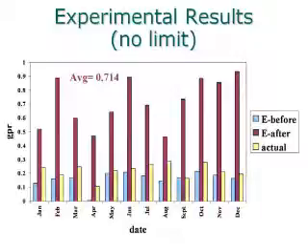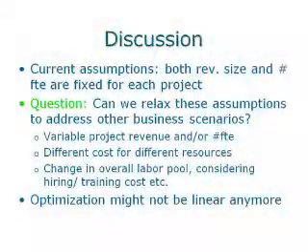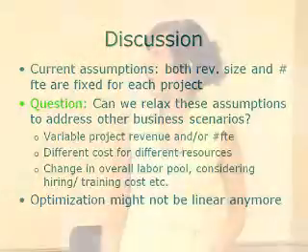So this is for the actual staff, and we ran another experiment where we have a limit on the number of people that we want to work on the project, but no limits on different mixes, so the mix of people can be arbitrarily chosen. So this is what we get. As you can see, the average is higher than when we have limits on different mixes, and this is what they got.